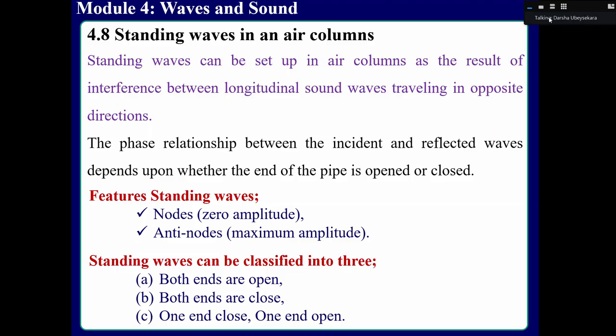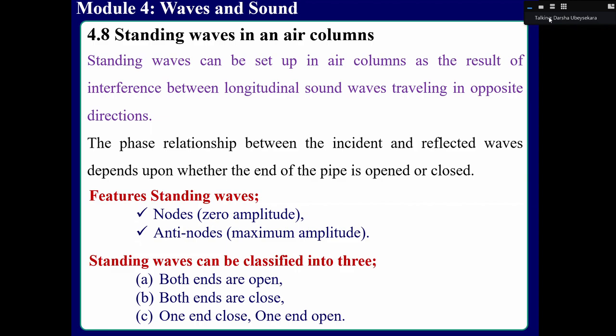And standing waves can be classified here into three categories, right? Earlier, if you can remember, only two categories, standing waves in a string. When we were discussing the standing waves in a string, we had two classifications, but now for standing waves in an air column, we have three classifications. First one is both ends open. Second one, both ends closed. Third one, one end closed and one end open, right? So in these three classifications, you might see the standing waves in an air column, right? So we will see the further details.